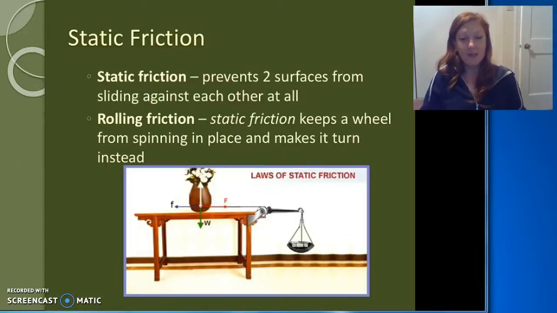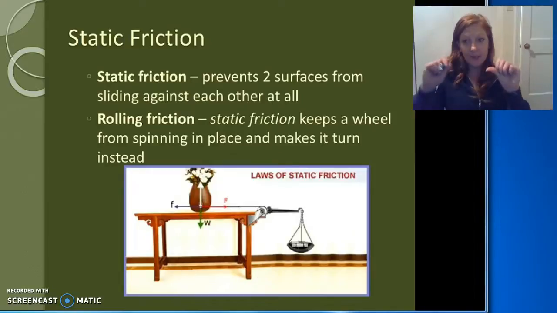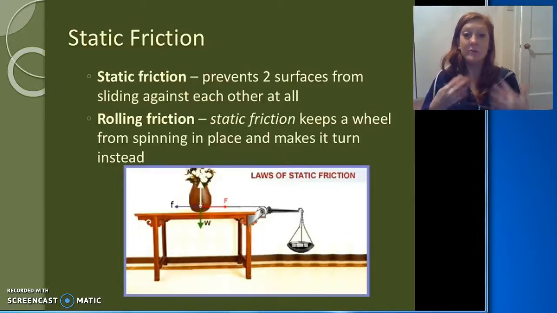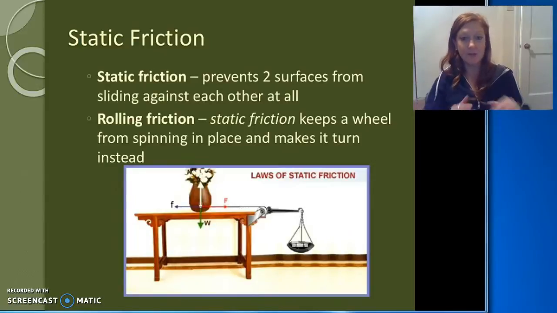Then we have things like rolling friction. So when you have a wheel for that like tire to get traction, it's actually not slipping along the ground. If you have traction in your car tires, then you don't want your wheels to slip. You want them stationary against the ground so that they can roll and move forward. So rolling friction is what your course calls the friction with wheels, except it's really a type of static friction.